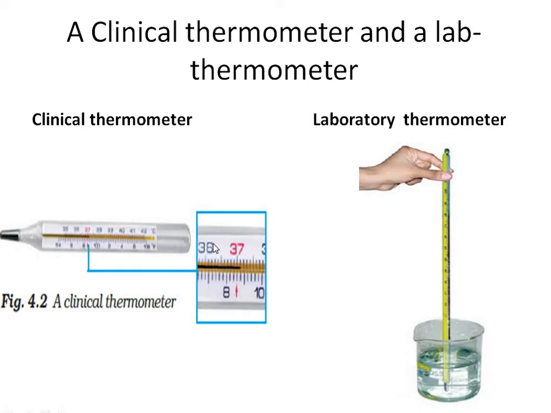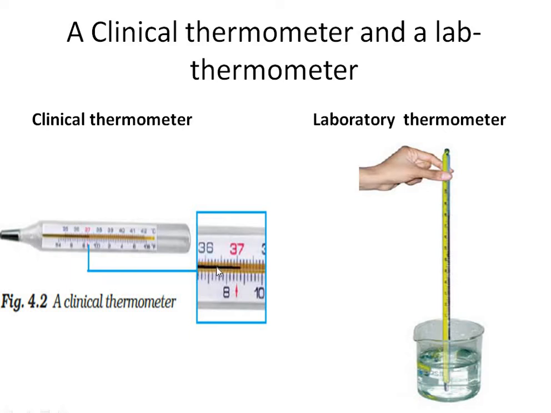At a normal human being, who is a normal human being? One who does not have any diseases, does not have any illness, is not suffering from disease, is a normal human being, a healthy person. A healthy person has 37 degrees Celsius as his body temperature. A healthy person's body temperature is 37 degrees Celsius. It is 98.4 degrees Fahrenheit.